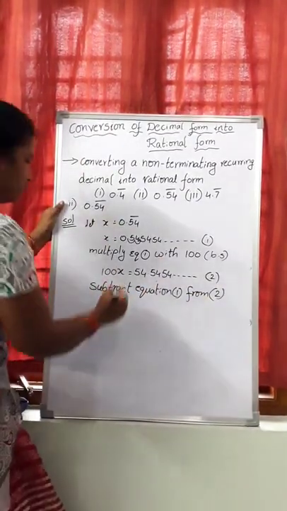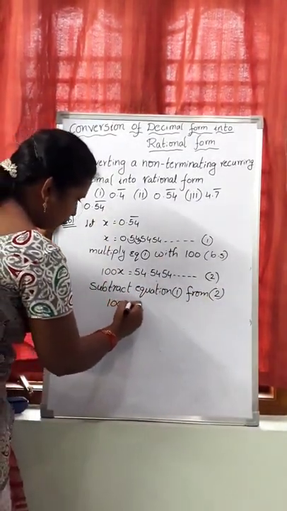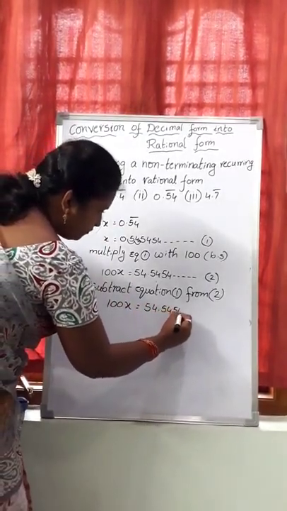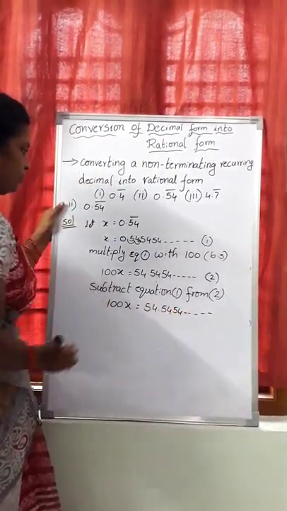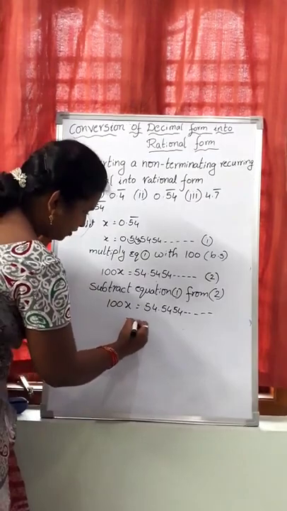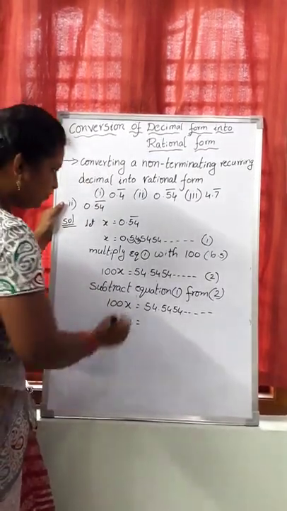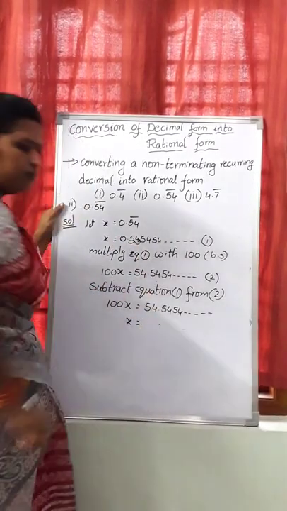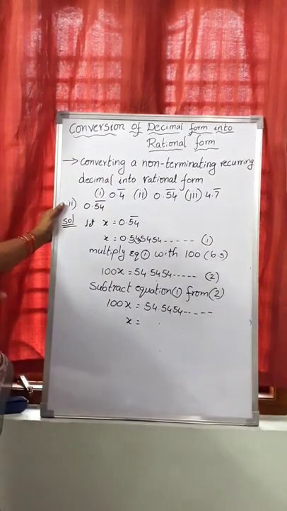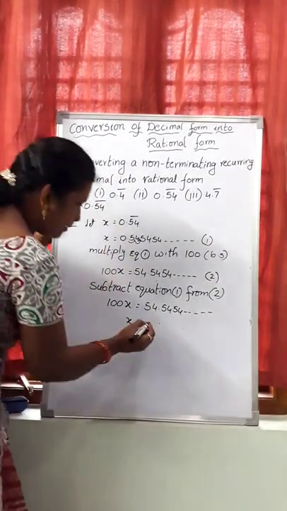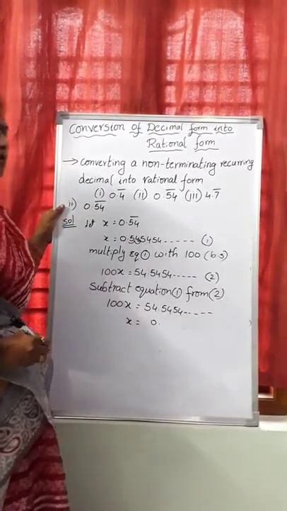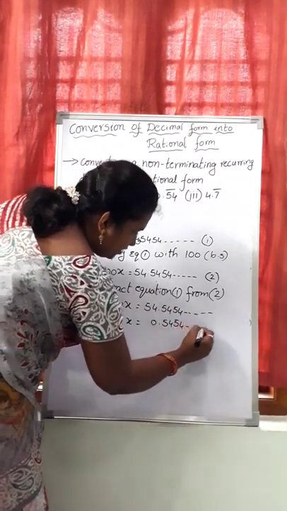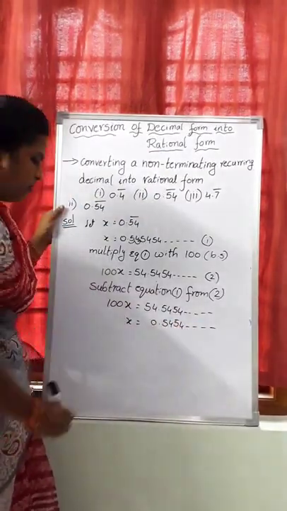Okay, so here 100x is equal to 54.5454 and so on, and we are subtracting equation 1, so x is equal to, here we have to write the decimal point. So we have to write down the decimal point, the whole number part, and the decimal part, that is 0.5454 and so on.